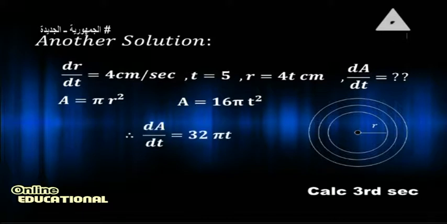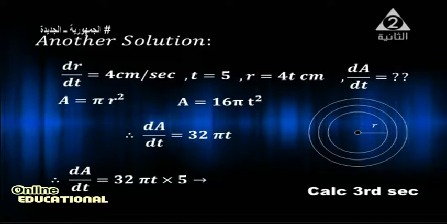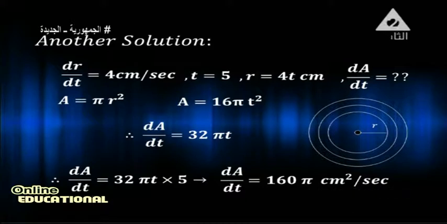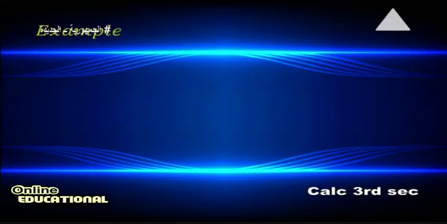By differentiating both sides with respect to the time t, the derivative of A is dA/dt equals the derivative of 16π t squared, which is 32π t. At t equals 5, then dA/dt equals 32π multiplied by 5, then dA/dt equals 160π centimeter squared per second. Now we move to the next example.